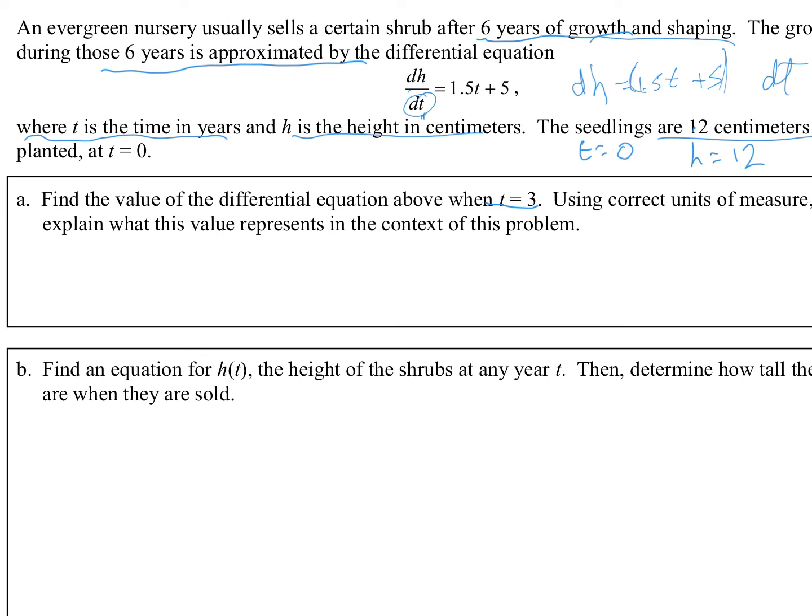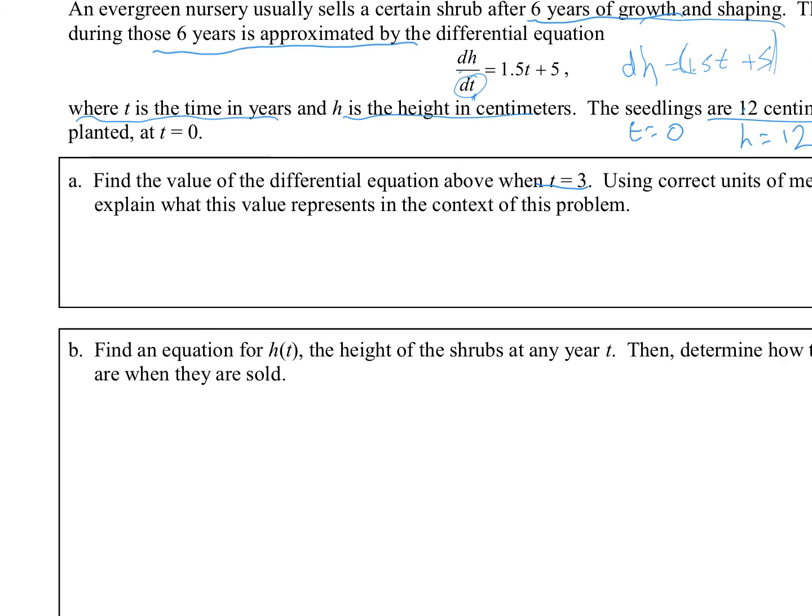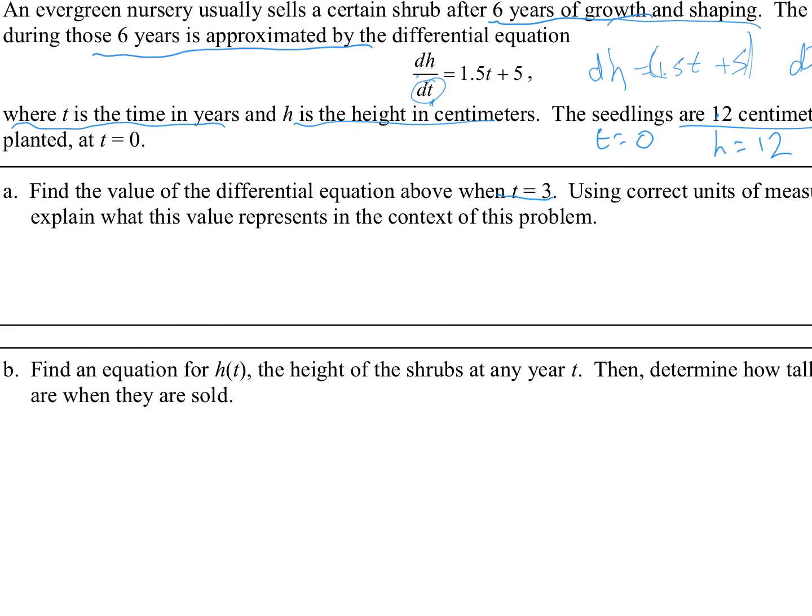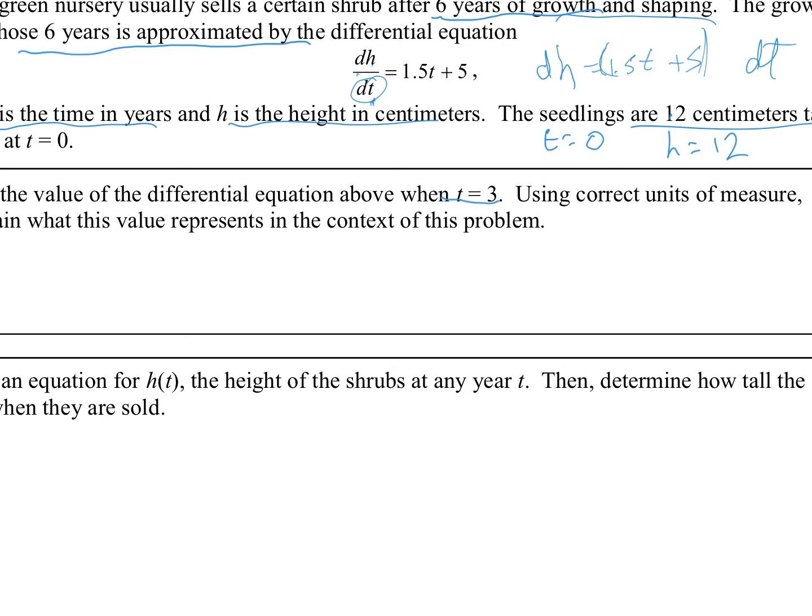So when t is 3, find the value of the differential equation. I just plug it in, that's right. If he just wants to know what the differential equation is, if I just left it as dh dt and plugged in the 3, at t is 3, would that look like 1.5 times 3 plus 5? What does that give me? It would be a 4.5 plus 5, 9.5.